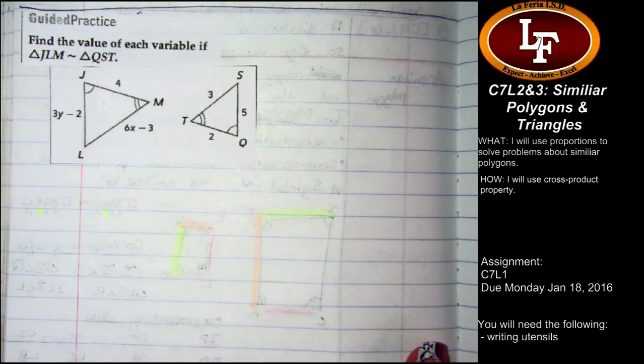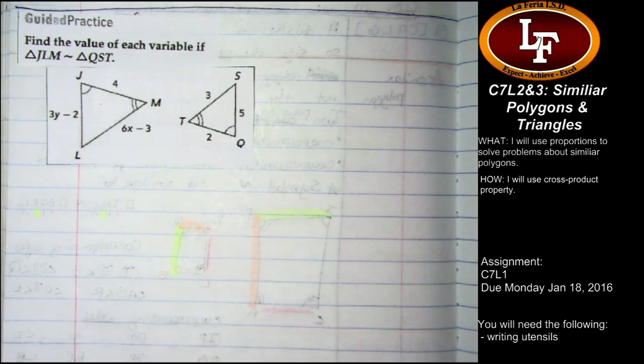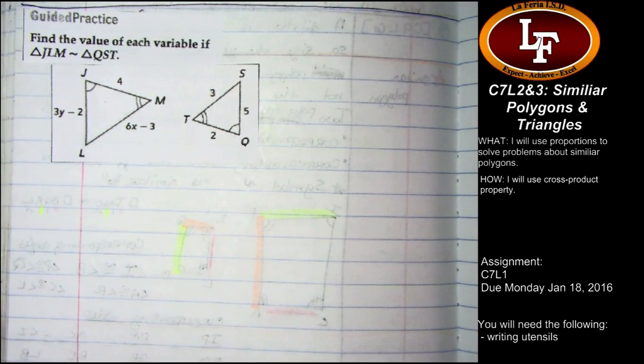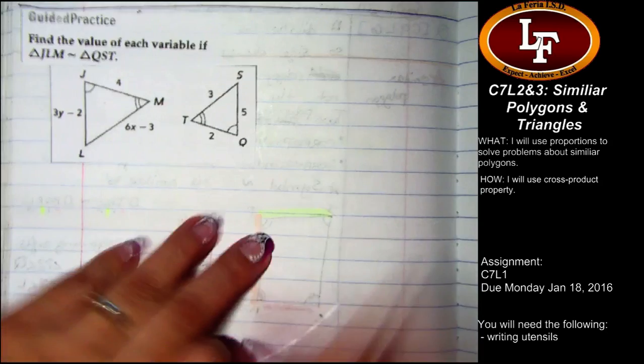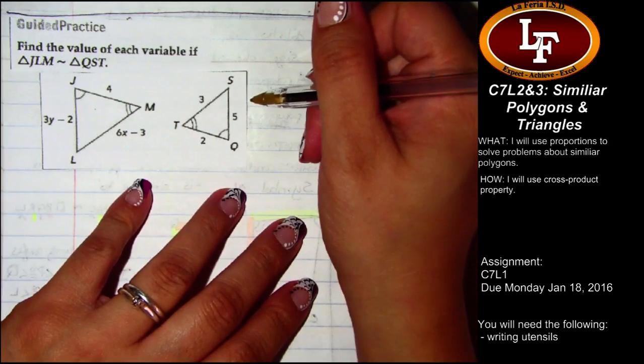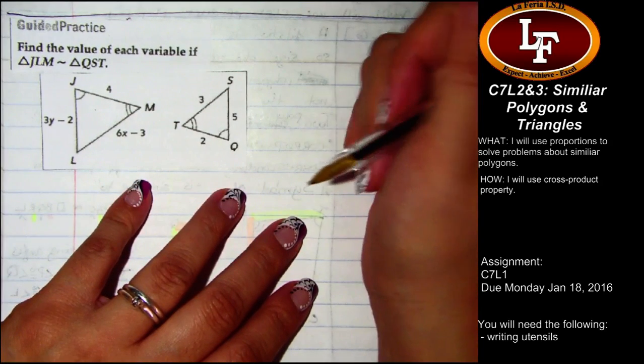Go back to the notes we just wrote. Scale factor. Corresponding. Proportional. Corresponding angles are congruent. Corresponding sides are proportional. Which means we need to first identify which side corresponds to which side.